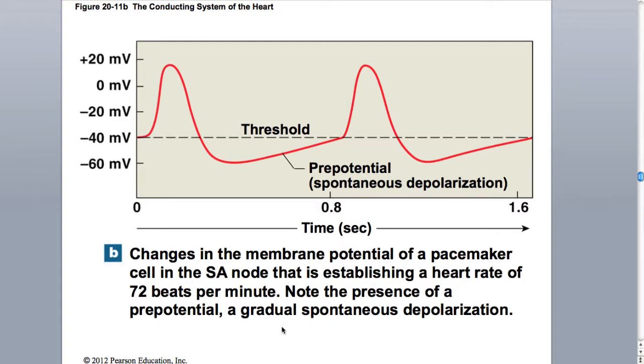We said the SA node is being set by the sympathetic nervous system and is being monitored by the parasympathetic. Now, what does that mean to us? It means that if the parasympathetic had no influence on the heart, then the heart would actually beat at a much higher rate. So the SA node is actually being curbed by the parasympathetic.